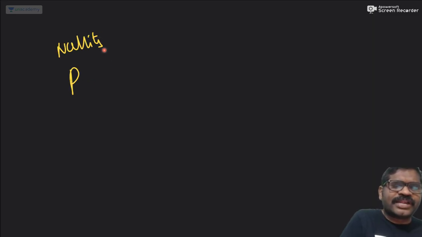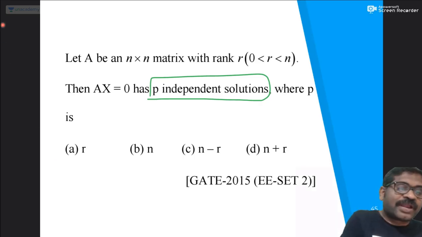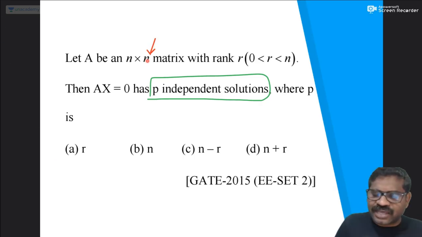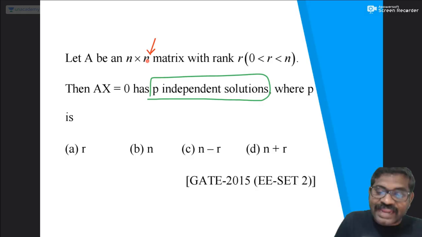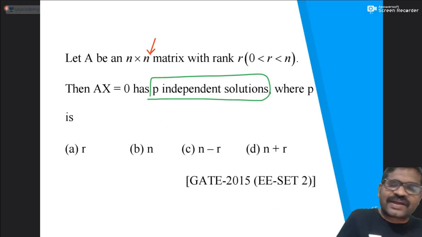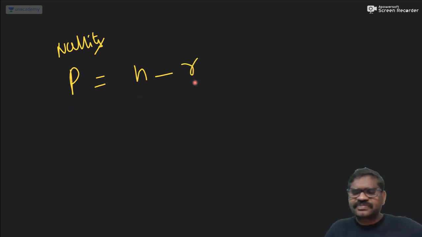How to get nullity? Total number of variables minus rank. Total number of variables are obtained by number of columns. Number of columns are n. So n minus rank. Rank is R. It is given in the data. Therefore n minus R. Nullity is nothing but number of independent solutions. Number of independent solutions are total number of variables minus rank or total number of columns minus rank.